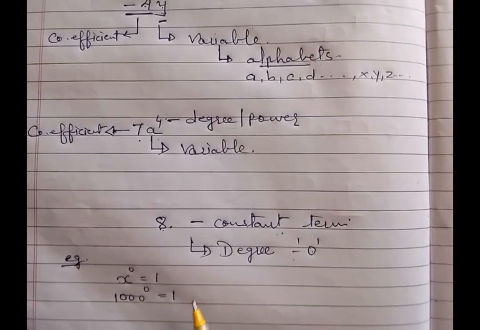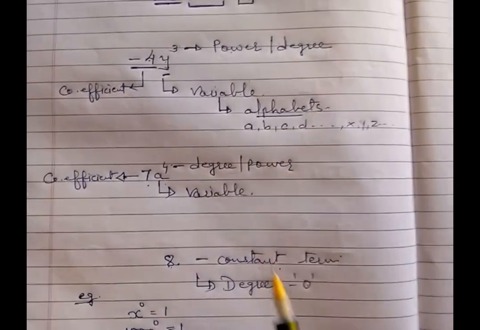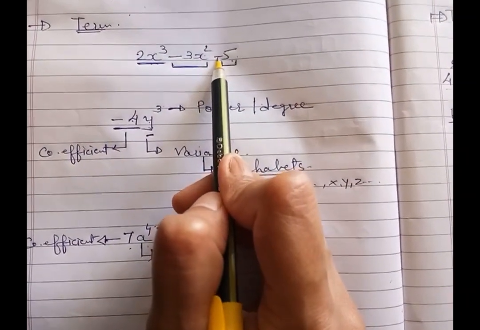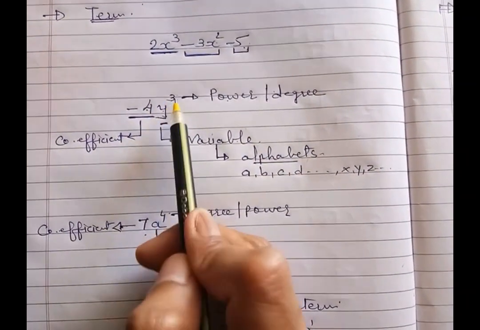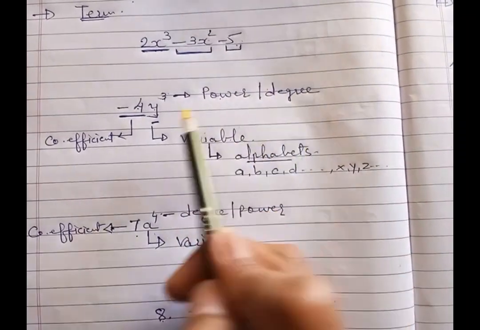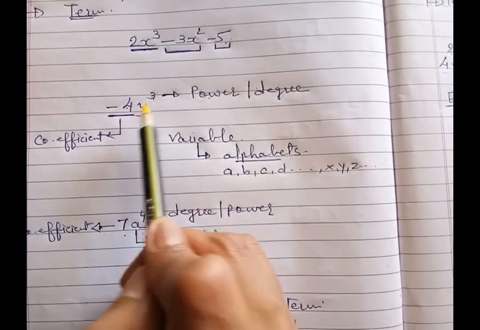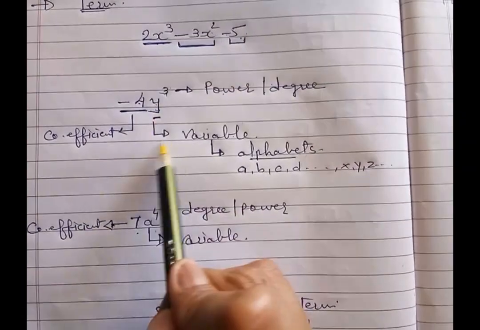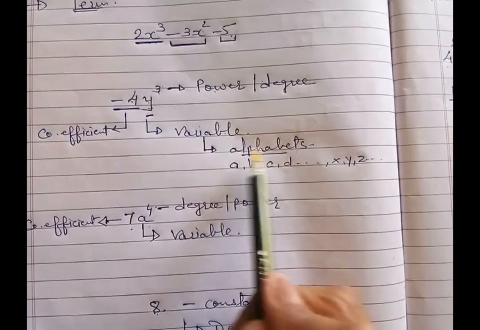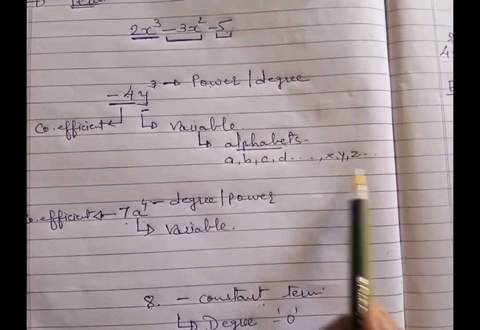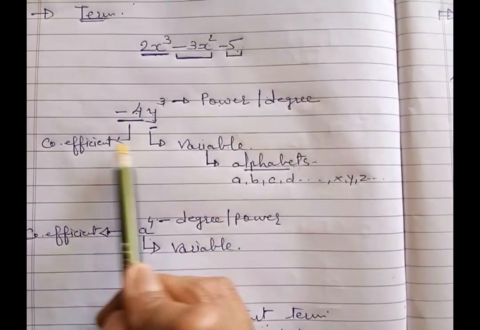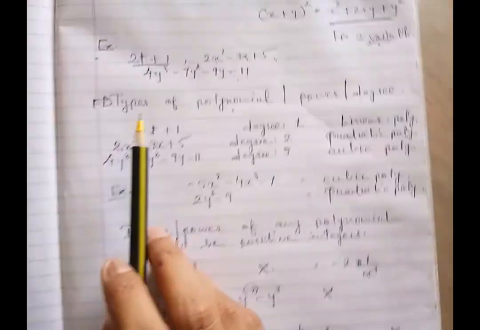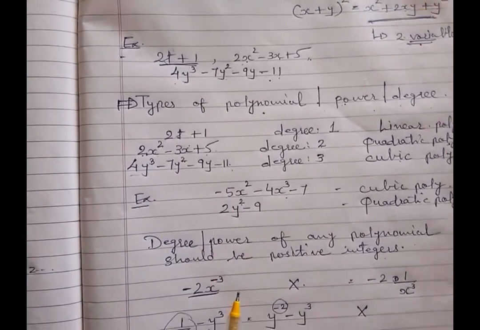Right? Now this one, constant term. Term means what? It will be separated with the plus or minus sign. Right? So in minus 4y cube, 3 is known as power or else degree for that term. Right? 3 is the degree for this term. y is known as variable. Variable means what? It is the alphabets, that is a, b, c, d, x, y, z, etc. And minus 4 is known as coefficient. Right? So based on this, you will get some exercise to solve.